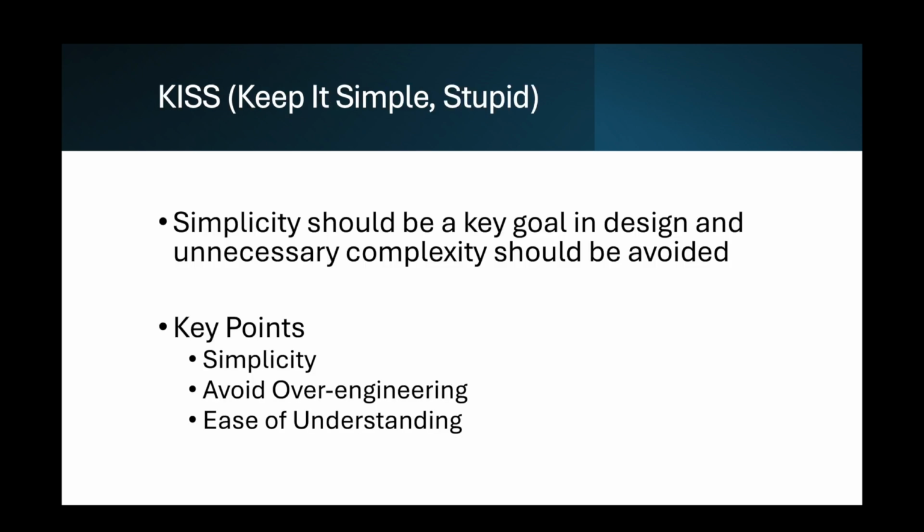KISS, Keep It Simple, Stupid. The KISS principle states that simplicity should be a key goal in design and unnecessary complexity should be avoided. Some of the key points include simplicity, which says keep designs and code as simple as possible. Next key point is avoid over engineering. I mean, do not add functionality unless it is absolutely necessary. Next one is ease of understanding. The simpler the code, the easier it is to read, understand, and maintain.